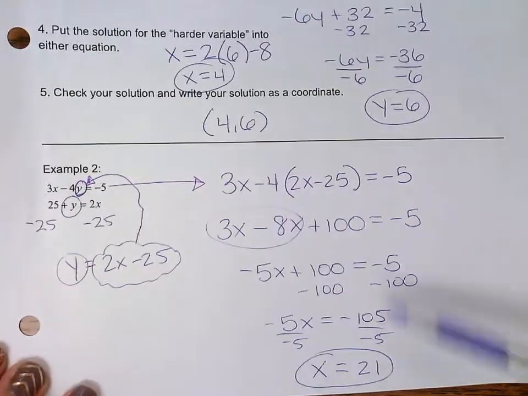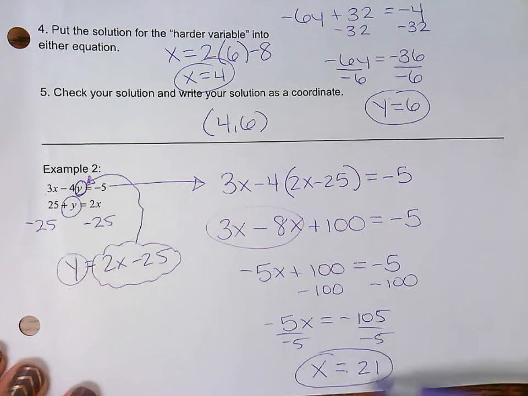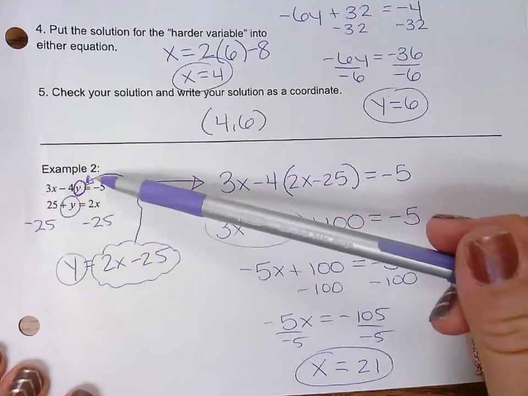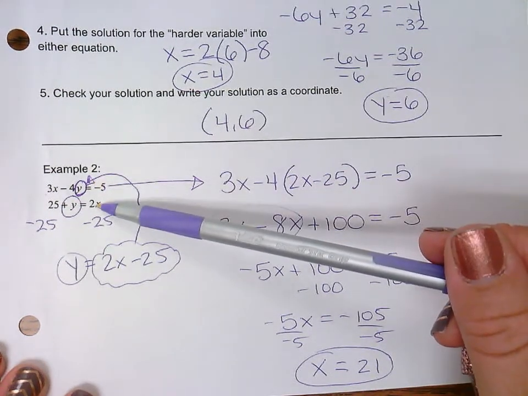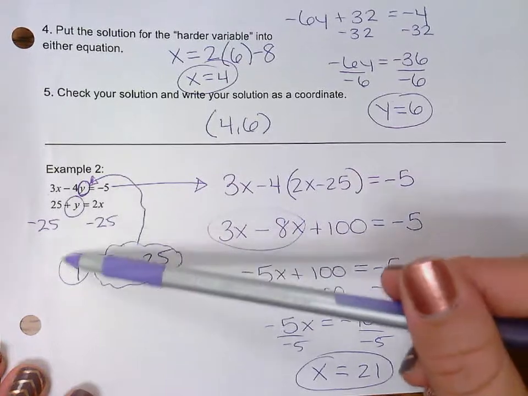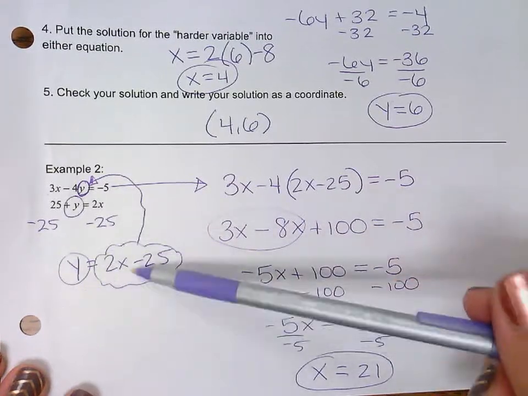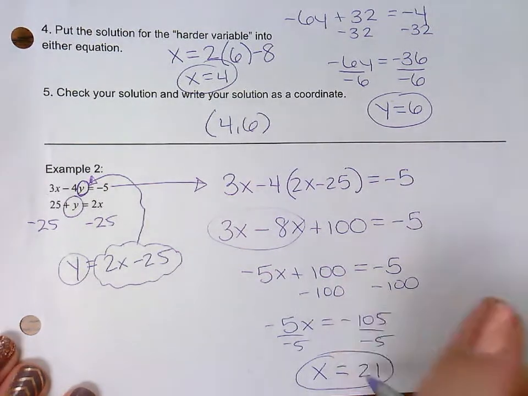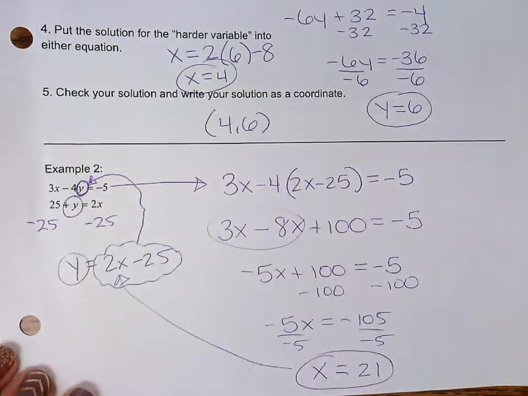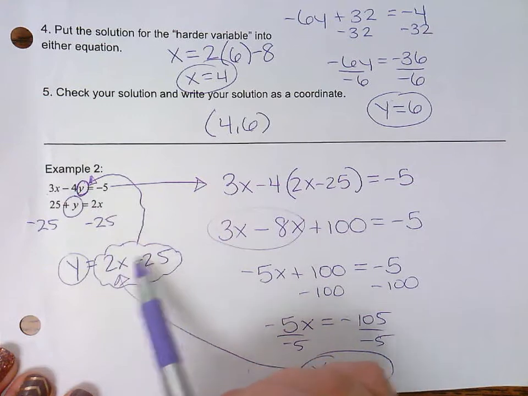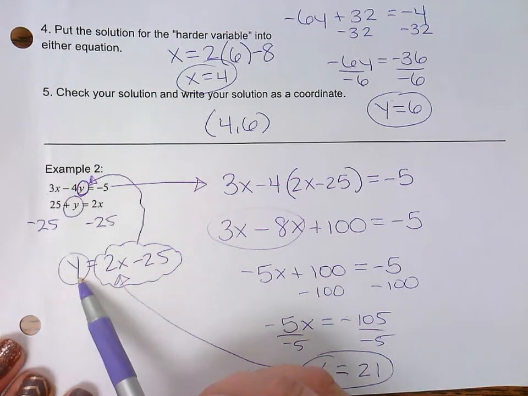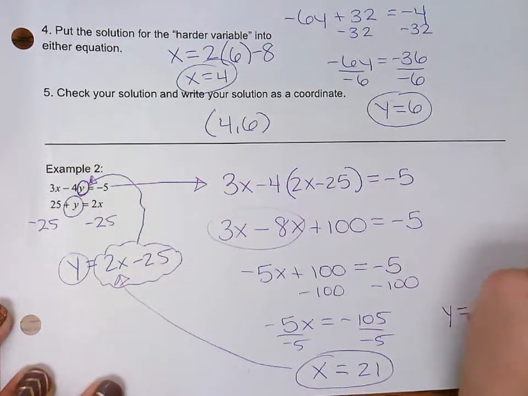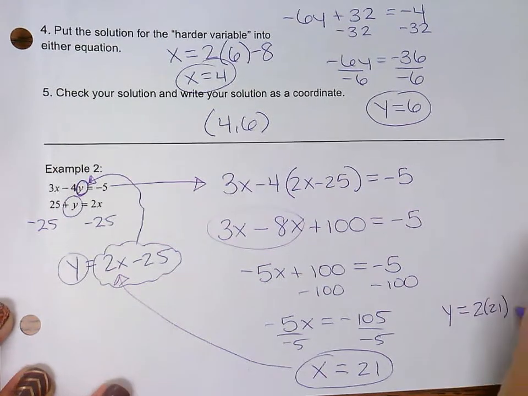That is only half of my solution. I have one of my solutions for my variable. Now I need to plug that back in, either to the first equation, the second equation, or how about our modified equation? Wherever that bubble is, that's where you want to plug it in. That would be the easiest. So if I plug 21 in and evaluate, I'm going to get right out of that what y has to be. So y equals 2 times 21 minus 25.